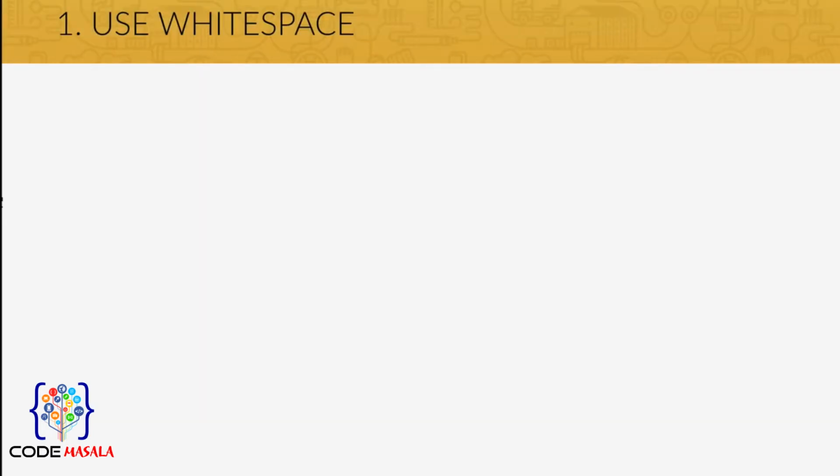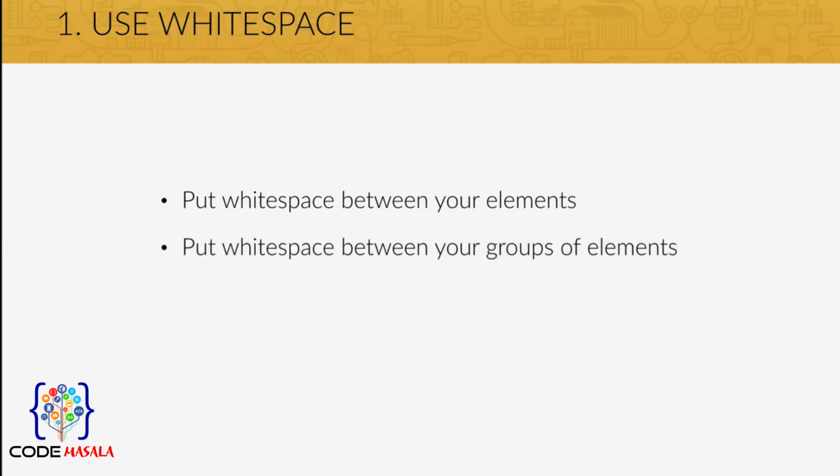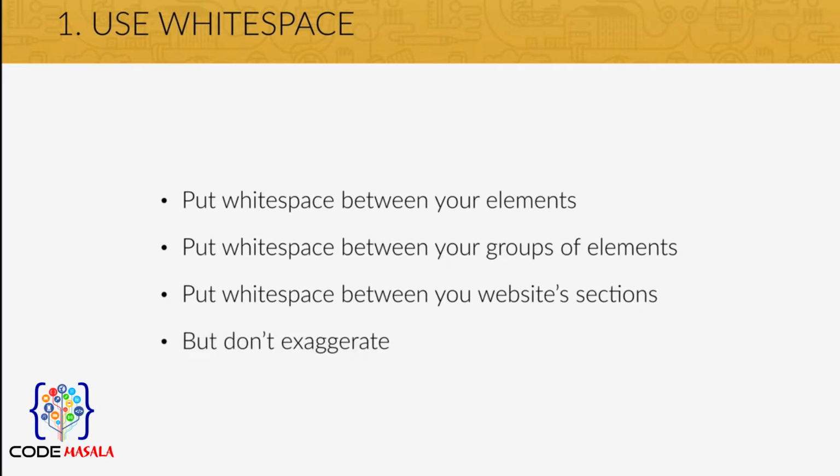So based on this, the first guidelines are quite simple. And it's actually easier than it may sound. Just put whitespace between your elements, put whitespace between your groups of elements, put whitespace between your website's sections. But don't exaggerate, because when elements are spaced out too much, they may lose the relationships to one another. So don't use too much whitespace. You have to be careful with this. And with this, you will see how your website will look nice and clean, professionally designed.